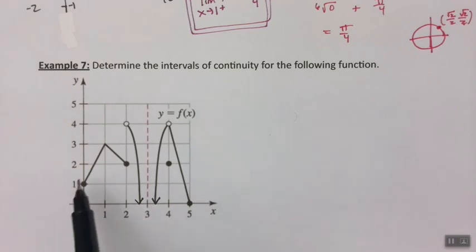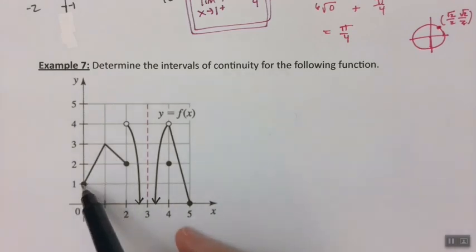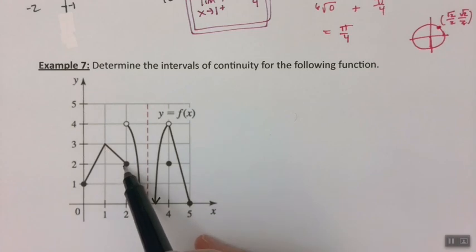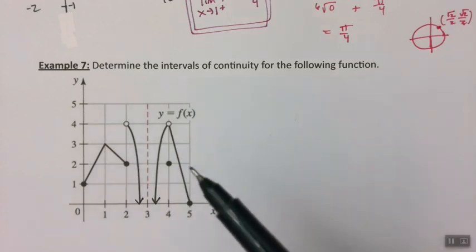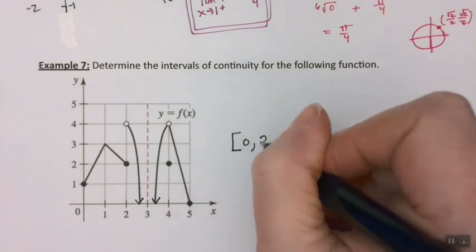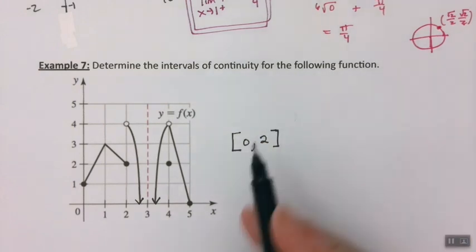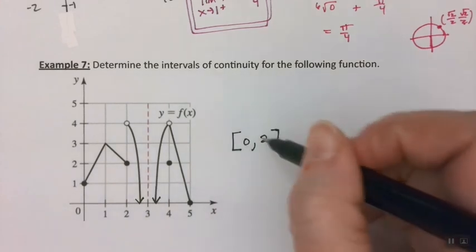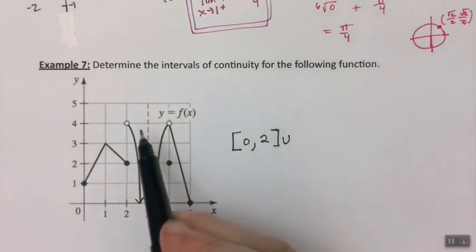Okay, so where's this function continuous? If I was drawing it, I could start here and draw all this way without having to lift my pen. Once I lift my pen, that's a point of discontinuity. So it's continuous from 0 all the way up until 2. And 2 gets a closed bracket because I can actually get towards 2. So I can let my pen go in towards 2 and there's a closed dot there. So I can actually head there. I'm going to join that with the next section.